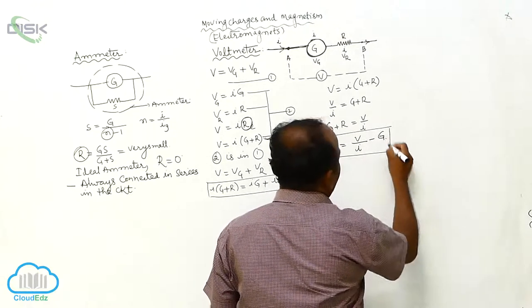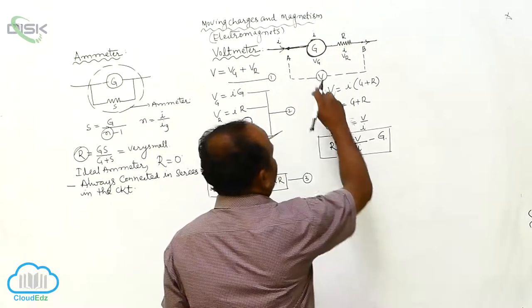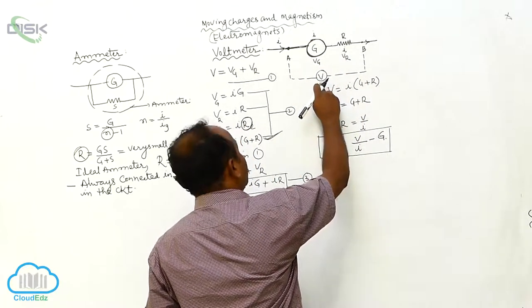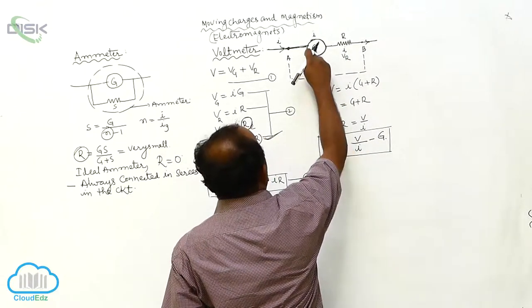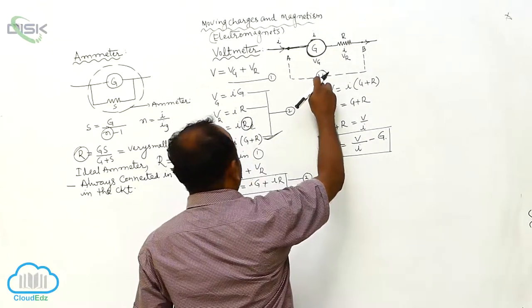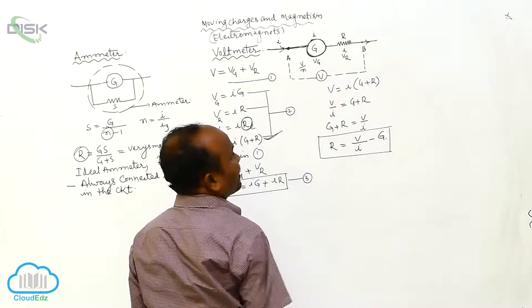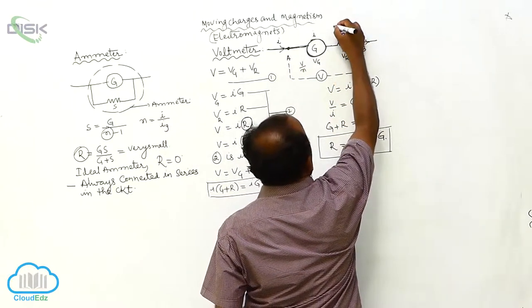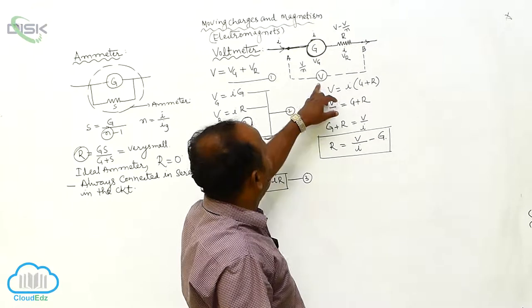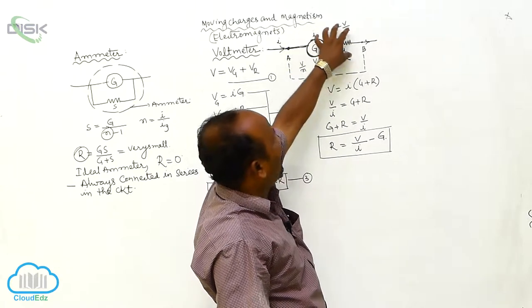But here, what is the range of the voltmeter? Here V is equal to Vg plus Vr. Whatever the total potential difference is distributed among the two resistances, first one G, next one R. Now let us consider, out of the total potential difference, the nth part is dropped here. The remaining, V minus V by N, is dropped across the resistance. Now V is equal to Vg plus Vr, the total potential difference distributed among the galvanometer and the resistance.